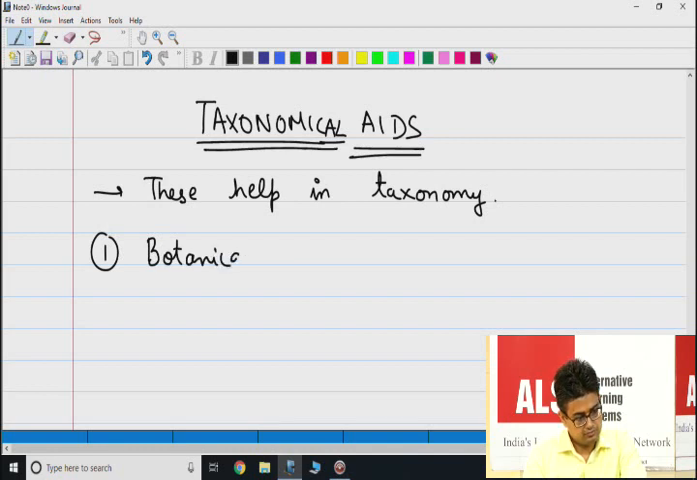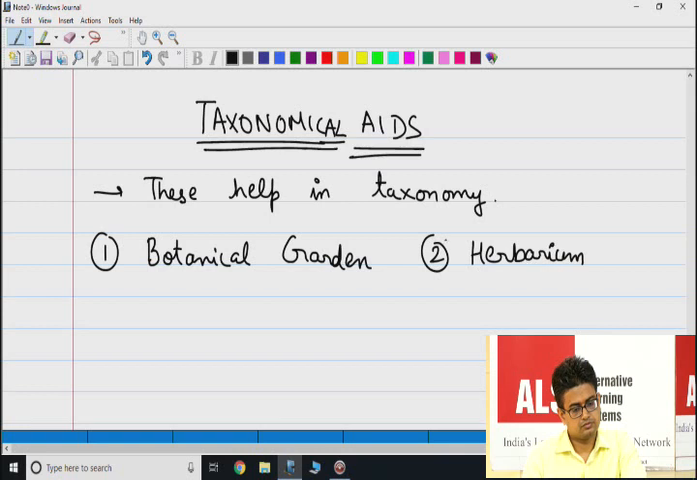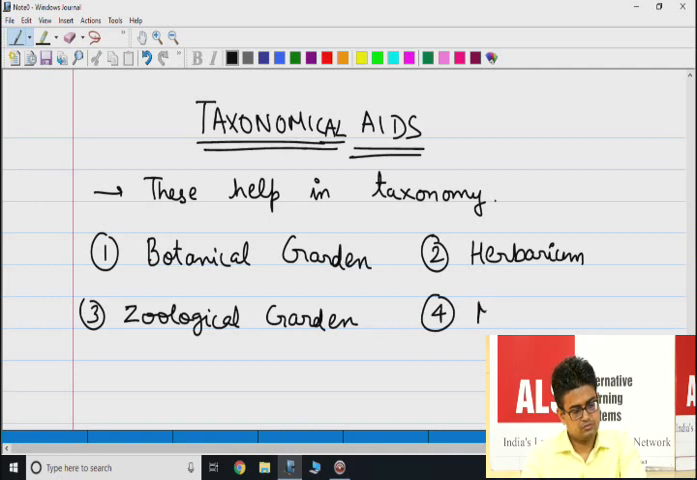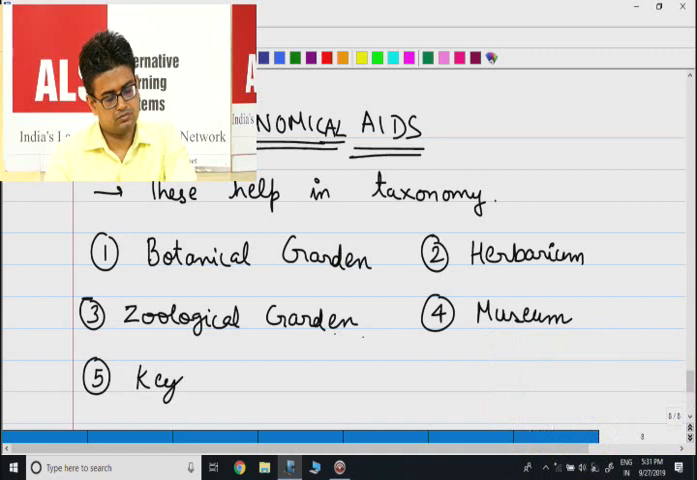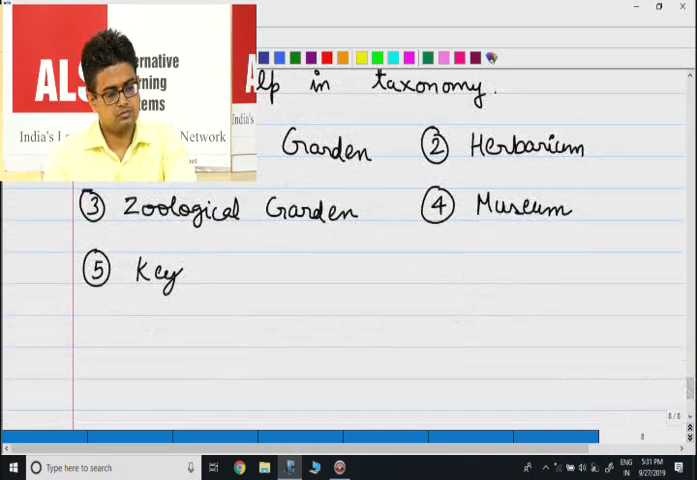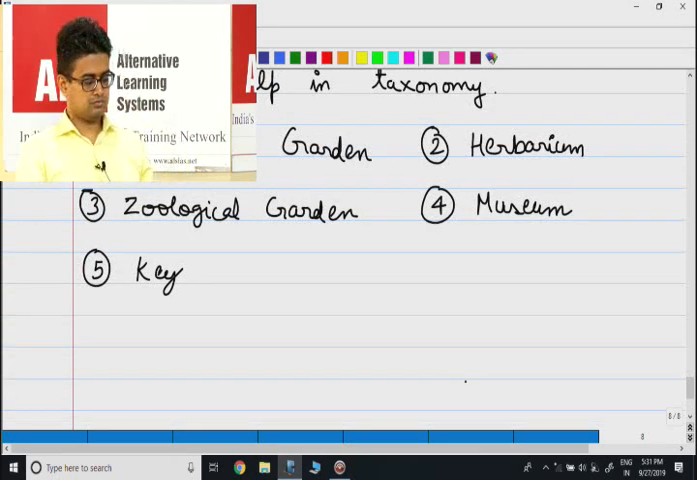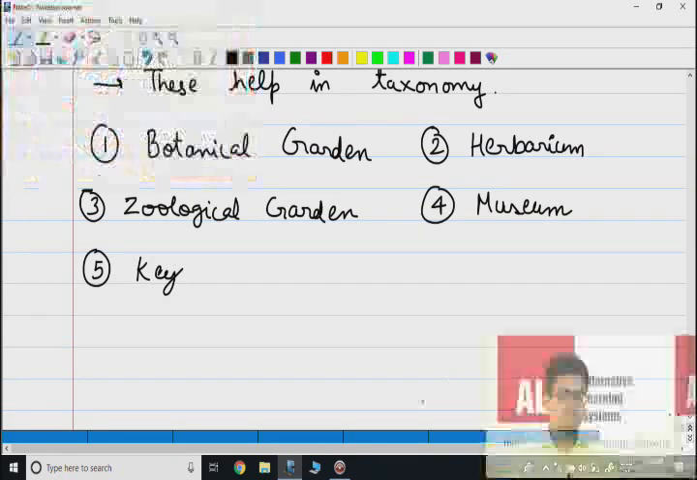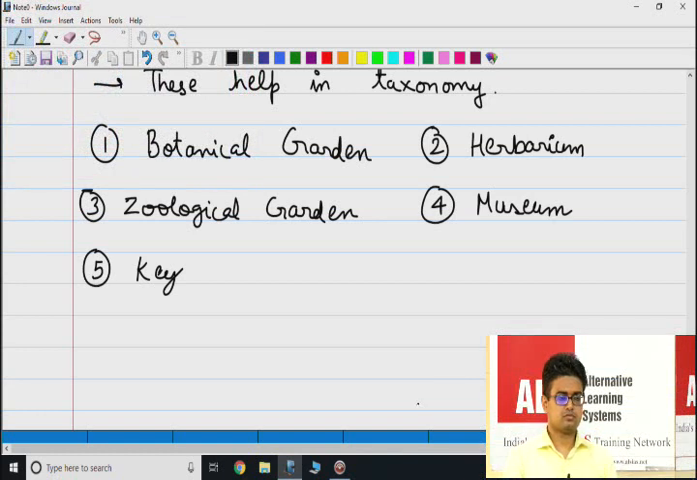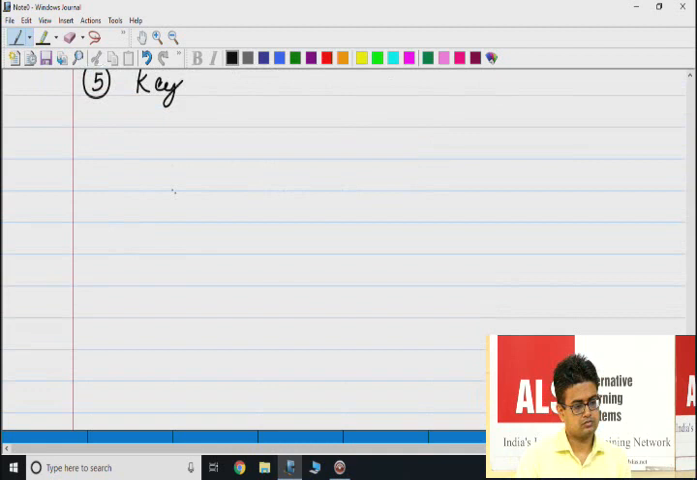Botanical garden, herbarium, zoological garden, museum, and key.